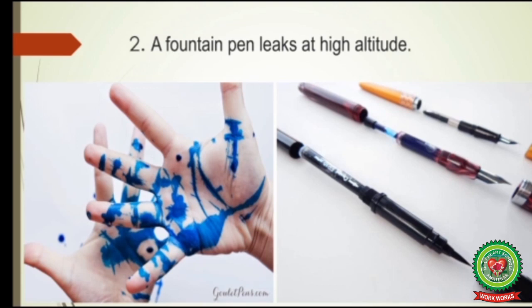Consequence number 2 is a fountain pen leaks at high altitude. Now this is the fountain pen in which a rubber tube is there and ink is filled inside the rubber tube. While filling the ink in fountain pens, somewhat of air is also there in the rubber tube, right? And when such pens are taken at high altitude, the atmospheric pressure at high altitude becomes less, but the pressure of air inside the rubber tube is more, which forces the ink to leak out.